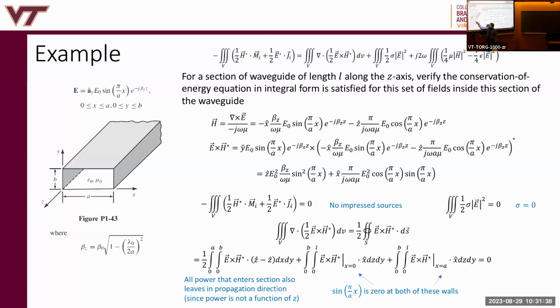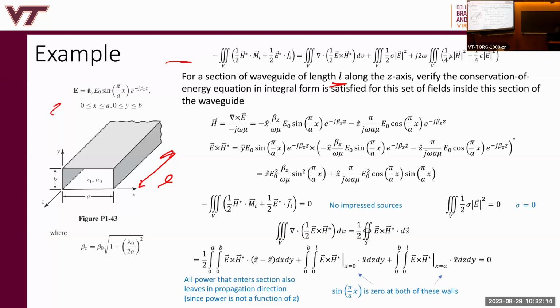Here, it's the same thing. I can send an electromagnetic wave in this rectangular pipe, and because of the boundary conditions created by this waveguide, the geometry, the metal, I can more efficiently send energy from point A to point B. We'll study it later, but this is the electric field that exists in there. So here is the conservation theorem. For a section of waveguide of length L along the z-axis, verify the conservation of energy equation in integral form is satisfied for this set of fields. So I'm telling you this is the electric field inside. Don't worry about how it's derived, but assume that's the electric field.